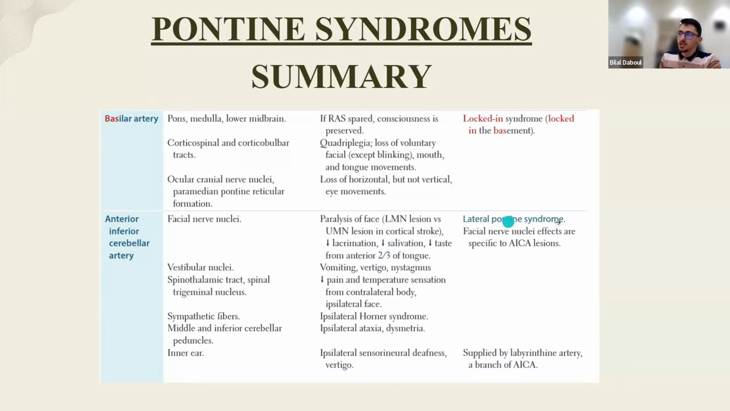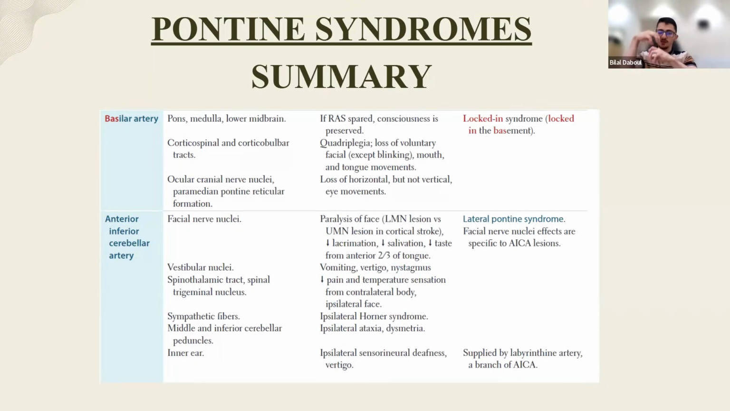And this is very important. Lateral pontine syndrome, facial nerve nuclei effects are specific to AICA lesions. So if you see the facial motor nucleus as being involved, you would think this is a lateral pontine syndrome. Almost always, okay? This is very important. Other structures that are identical to lateral medullary syndrome include, again, the vestibular nuclei, which would cause vomiting, vertigo, nystagmus, because again, they lie at the junction between. So this is the pons, this is the medulla.